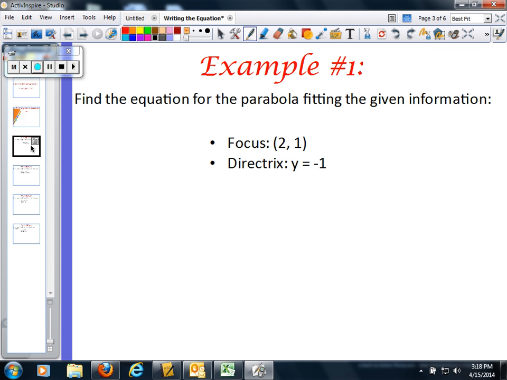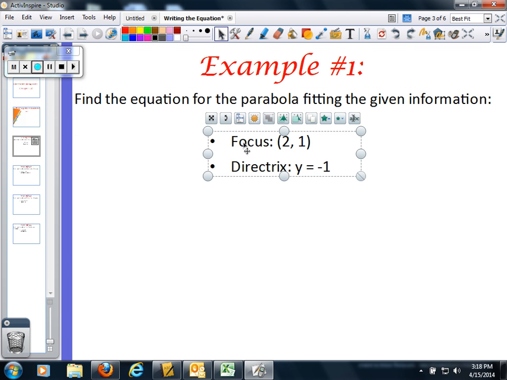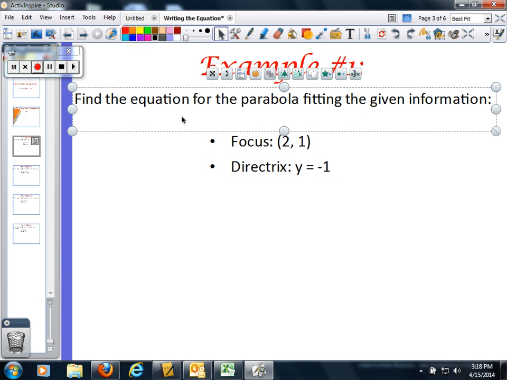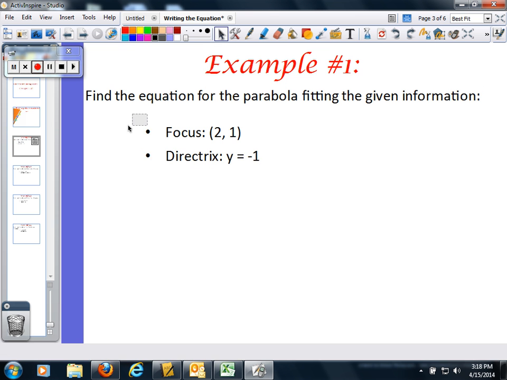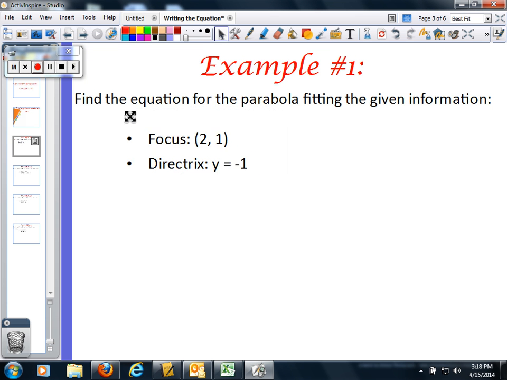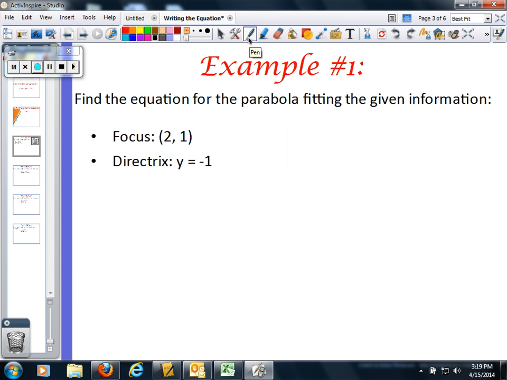Alright, so let's start with this one. We got example number 1. Find the equation for the parabola fitting the given information. I will tell you that the first one is a parabola, the second example is an ellipse, the third example is a circle, and the fourth example is a hyperbola. You are going to have to do the circle and the hyperbola. Personally, I feel that the parabola is probably the hardest one, okay?